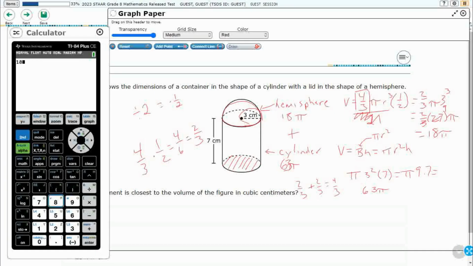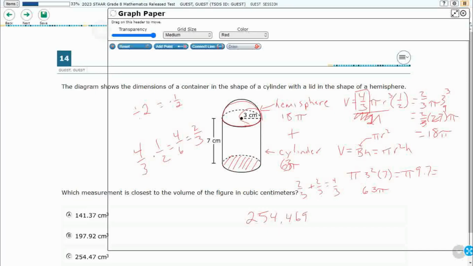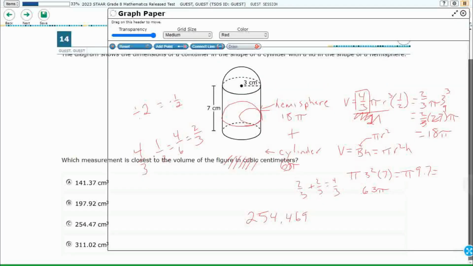So we've got 18, and then let's grab my pi, that's the second function, and then that caret, plus 63, and then times that pi. We've got 254.469, right? And look at that. We've got that sitting right there at C. So that is our answer.